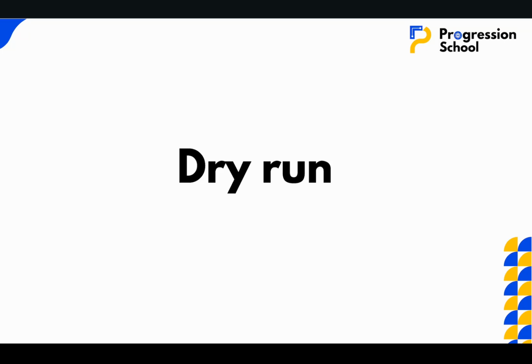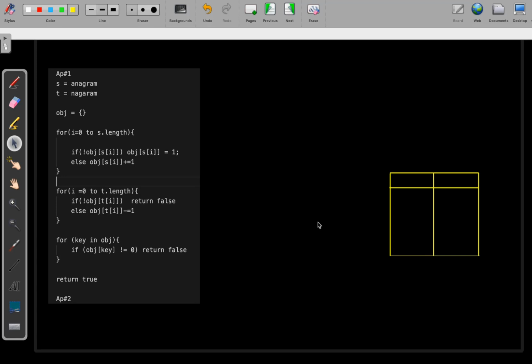In this video, we will see a dry run of the code. So now let's see a quick dry run of all the codes. I won't take anagram and nagram as the example because we have already covered so much. So let's suppose I have one S with the word listen.